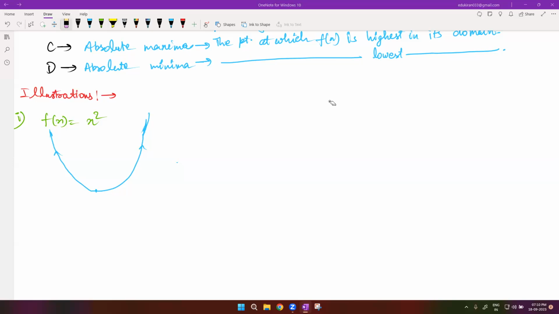Undefined maximum. Oh, no. We don't talk about the points which we can't see. So we can't talk about a point of maximum actually.